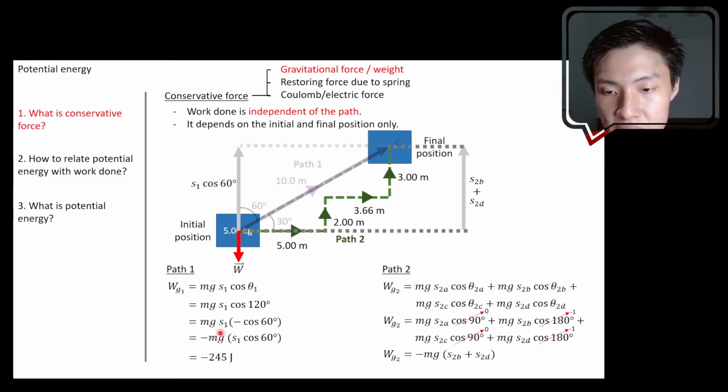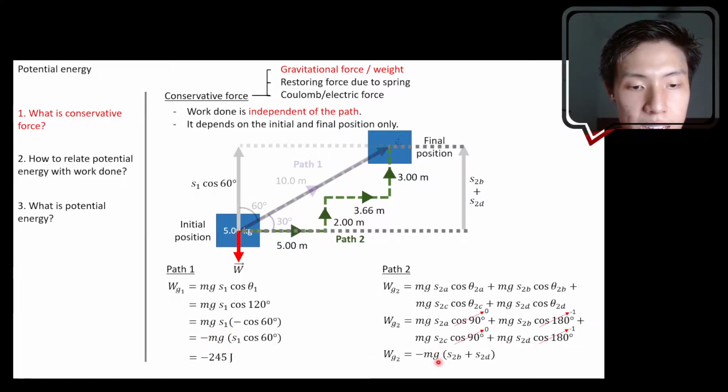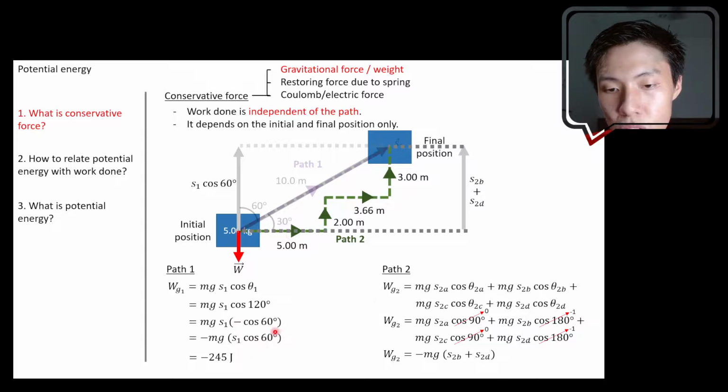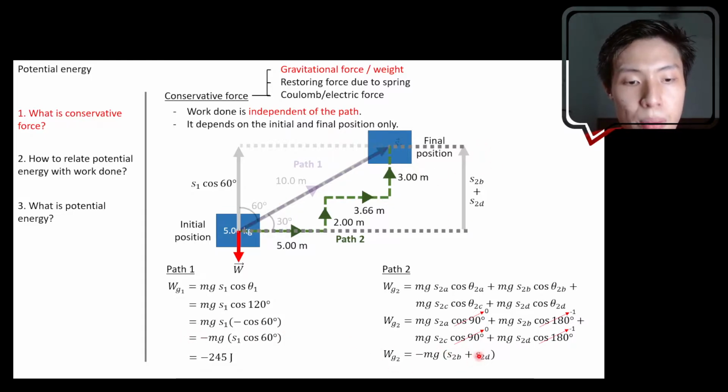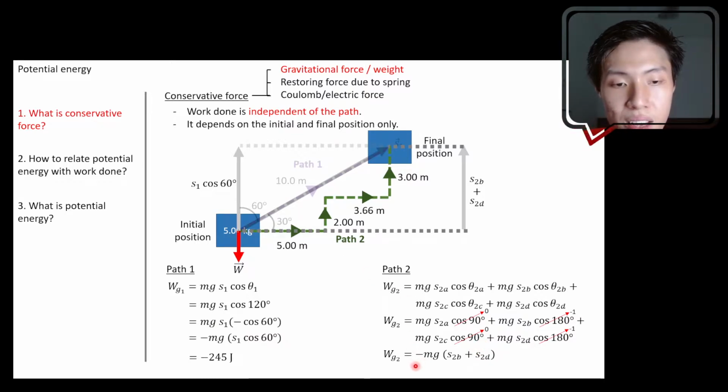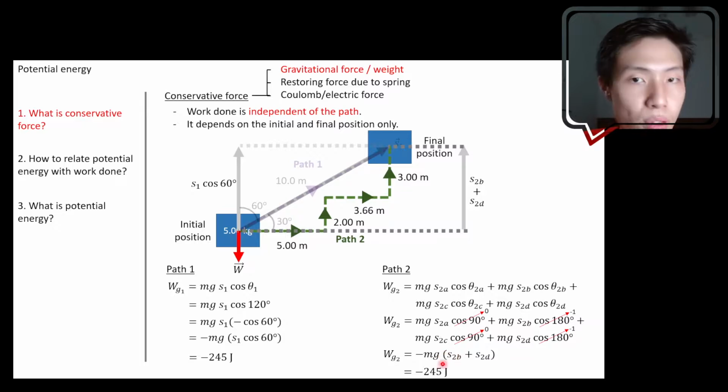So I believe you can see there's a similarity between the structure here. It's negative mg in front, negative mg in front. But for here is S1 cos 60 degree, which is the same as the S2b plus S2d that we have over here. So you can see that the equations are structured the same and the content that it has inside is actually identical. So if you calculate everything, you can take 2 plus 3 over here, then inside will be 5, multiplied by 5 kg, multiplied by 9.81. You should be able to get the same exact answer, negative 245 joule.